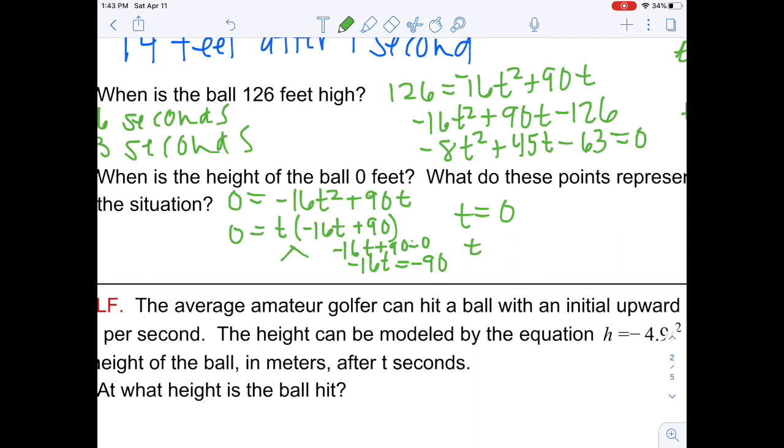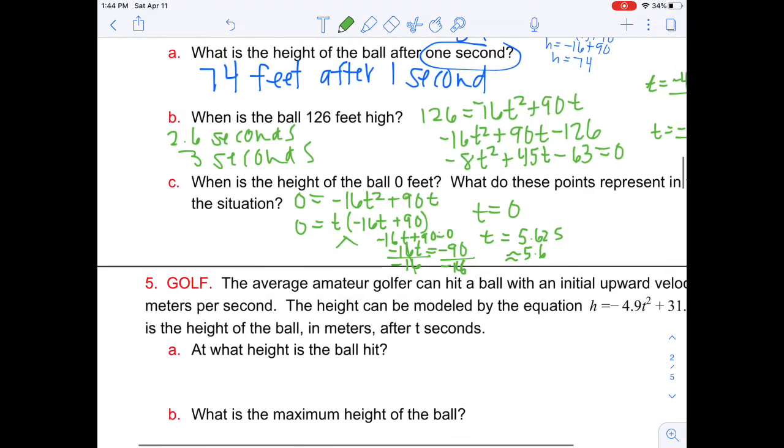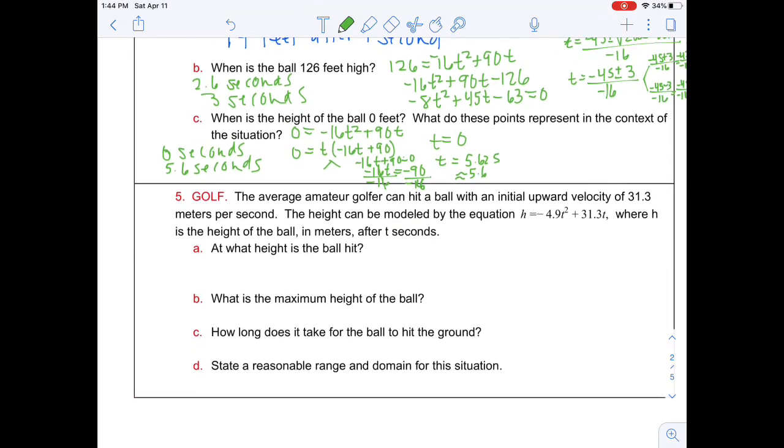So I get negative 16t equals negative 90, because I'm going to get t alone. I'm going to divide by negative 16 on both sides. And 90 divided by 16, it's going to be positive here, is approximately 5.625 seconds. I'm going to round that to 5.6 seconds. So the ball hits the ground at 0 seconds and 5.6 seconds.